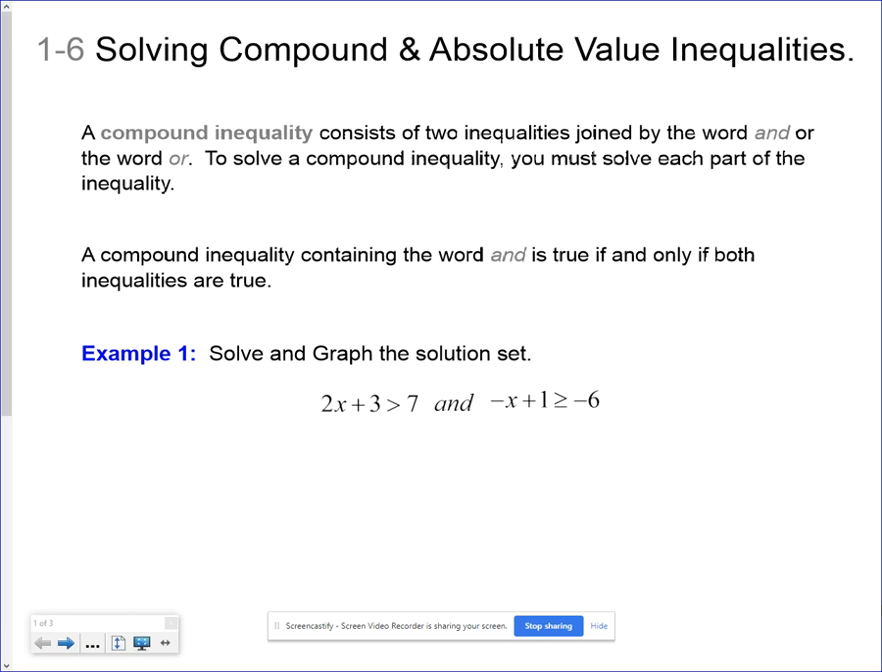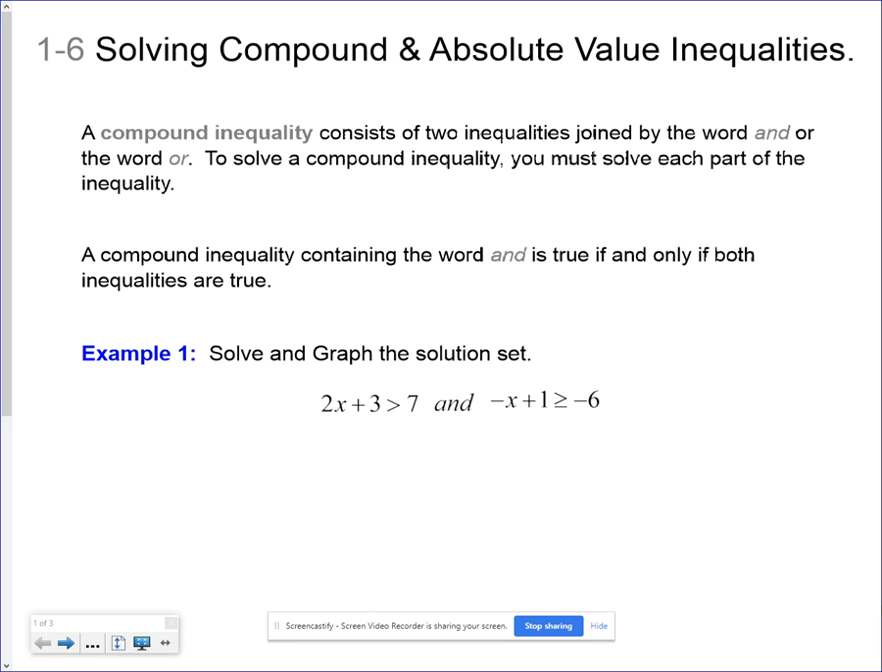Okay, today we're going to go over how to solve a compound inequality. A compound inequality consists of two inequalities joined by the word and or the word or. To solve a compound inequality, you must solve each part of the inequality. A compound inequality containing the word and is true if and only if both inequalities are true.